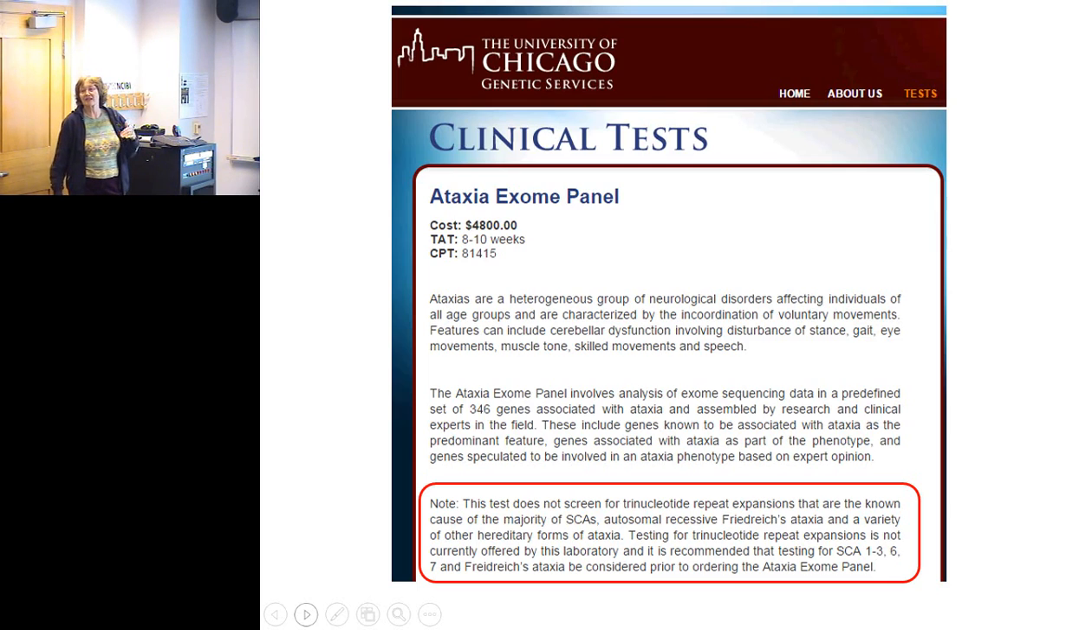I don't believe it's because most people don't want to participate in research. Most people who have ataxia and would pay $4,500 to find out what they have would be interested in participating in research. But that's one of the practical things still being worked on. Okay.